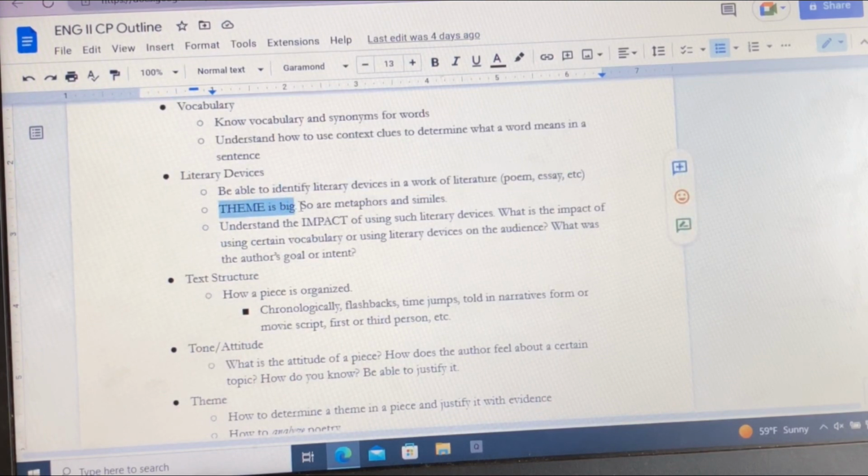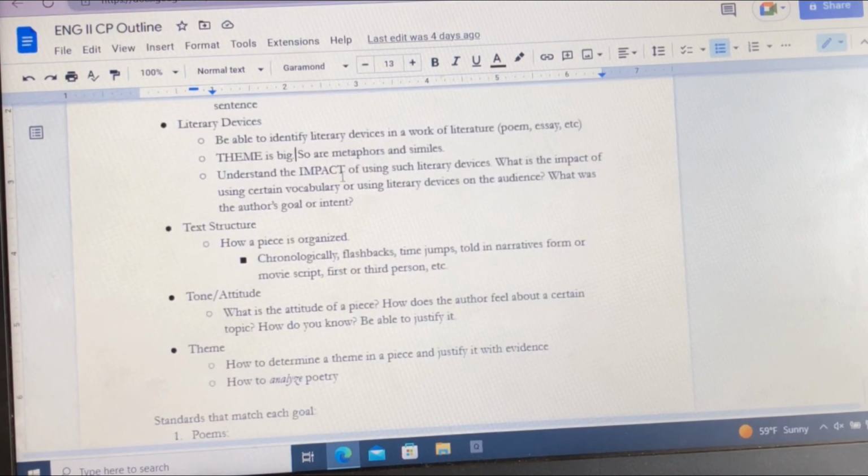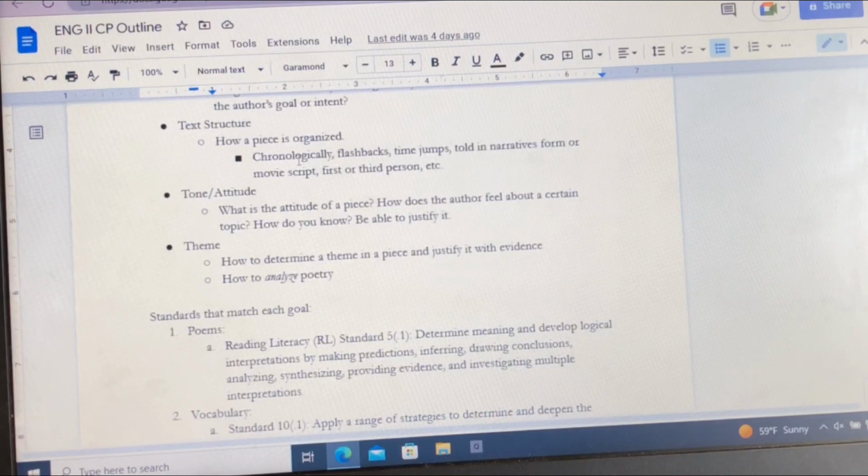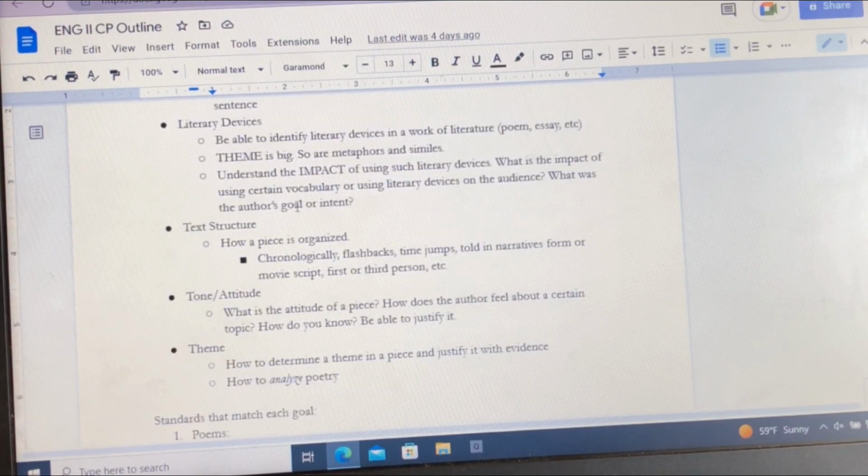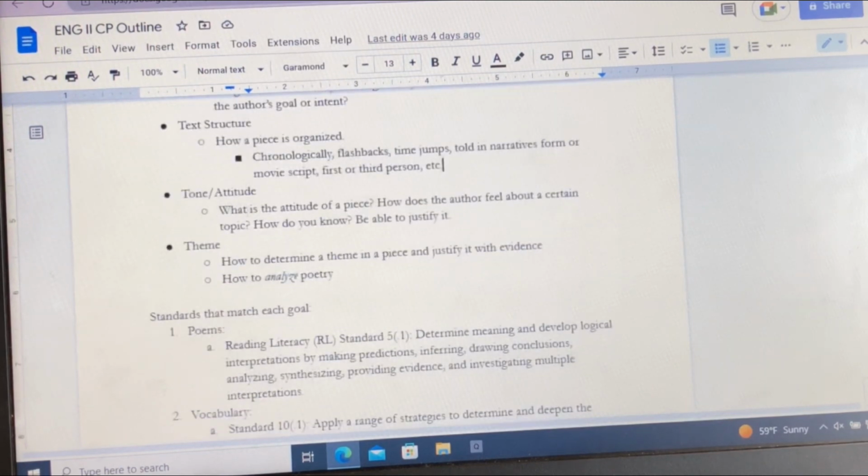Theme was super big that I saw: what a theme is, how to identify a theme in a work, and understanding the impact of themes and the use of literary devices. These are all goals that I have created based off of looking at the sample EOC. Structure was also big, how a piece is organized. Examples would be chronologically, flashbacks, time jumps, told in narratives, etc. Then tone and attitude, and then more theme.